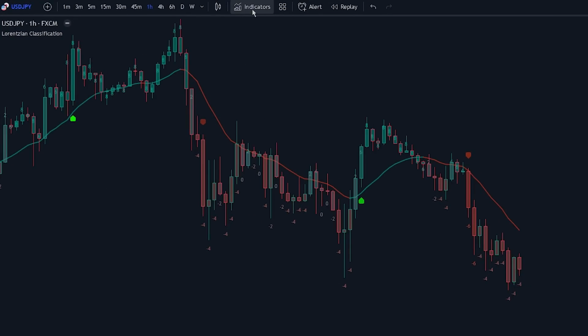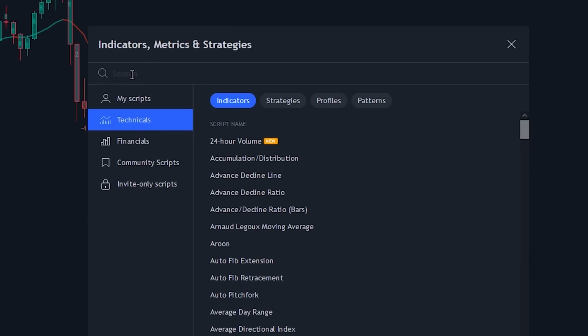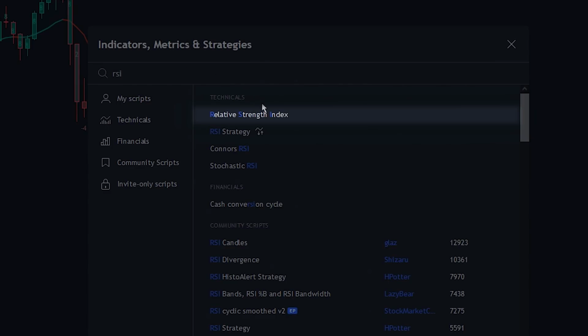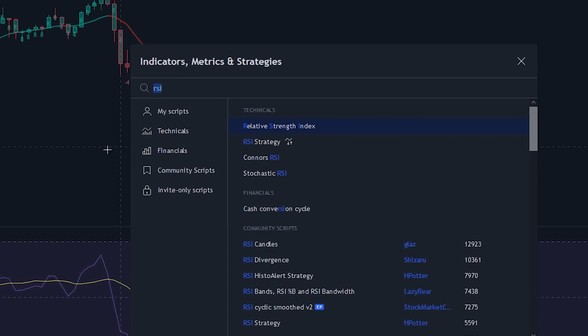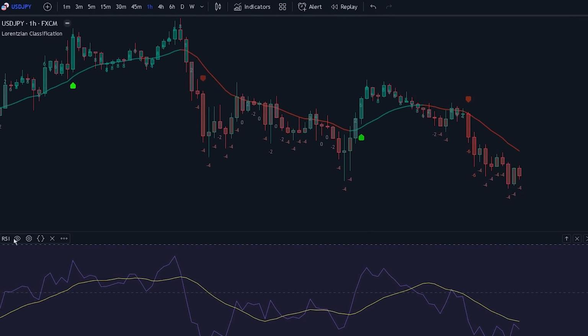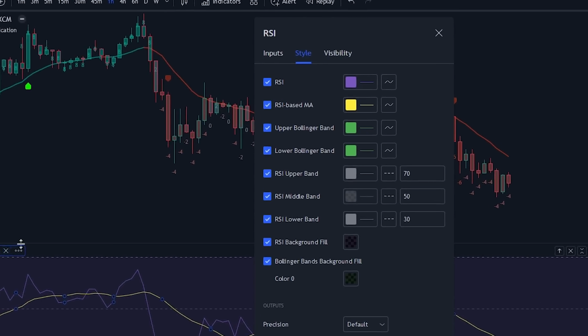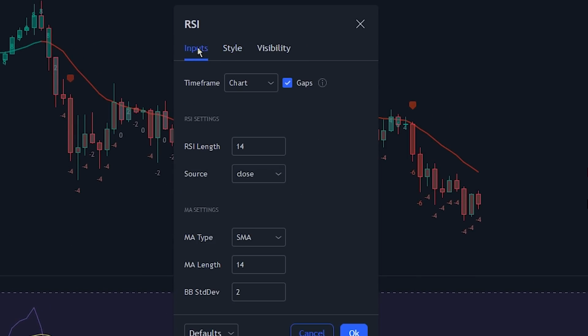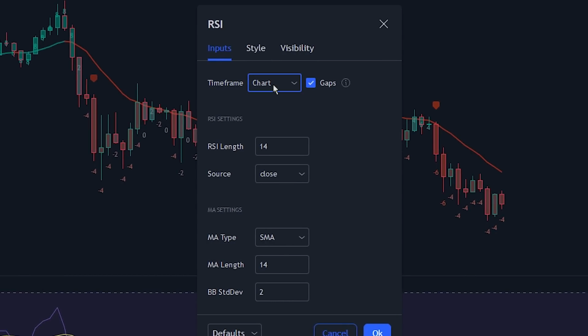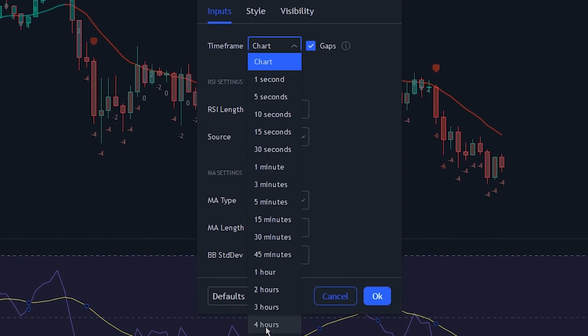Head over to the Indicator Search tab and search for the RSI indicator. Select the indicator made by TradingView and add it to the chart. After that, head over to the RSI indicator settings. Since we are currently on the 1-hour chart and want to get a larger view of the trend, let's change the RSI timeframe to the 4-hour chart.